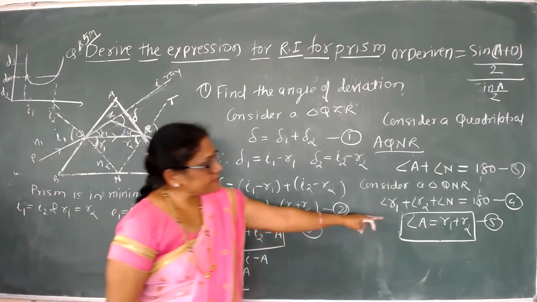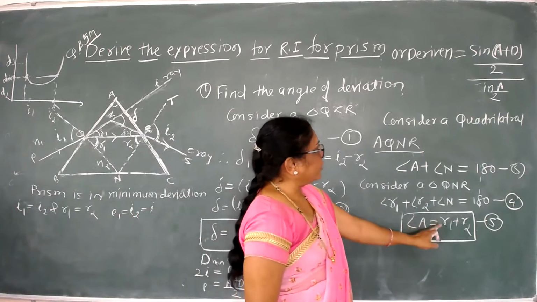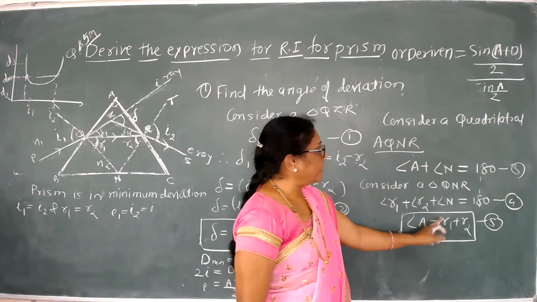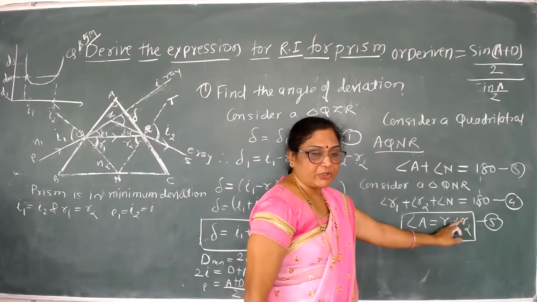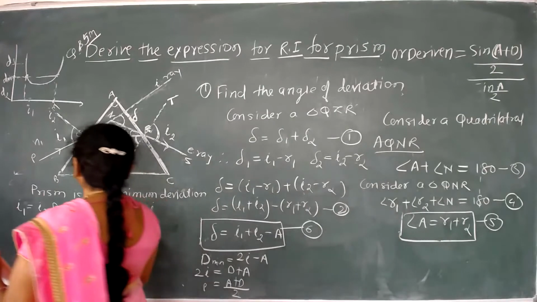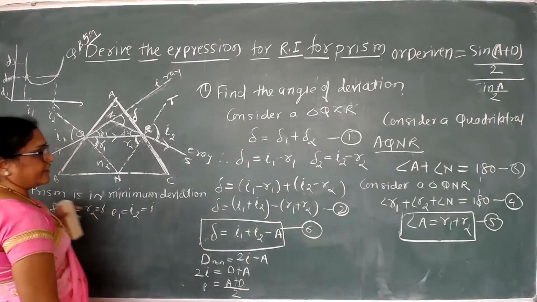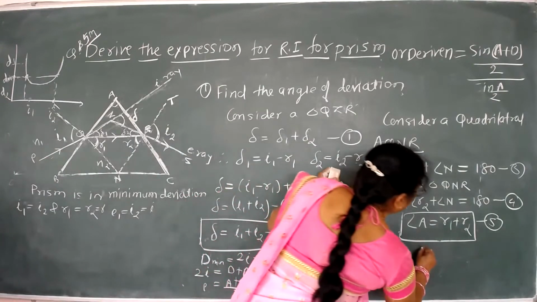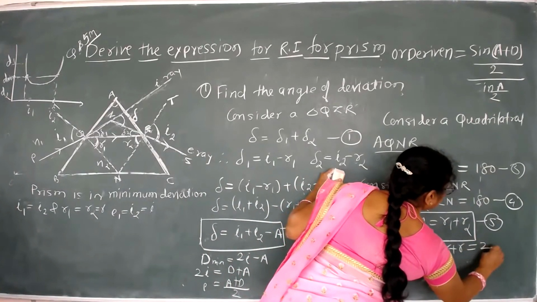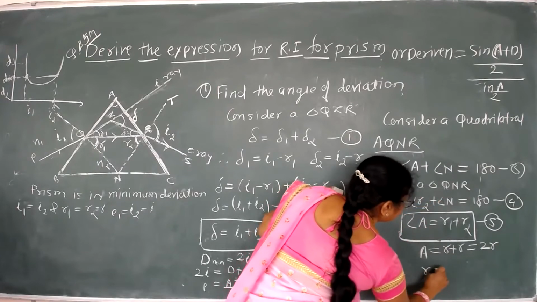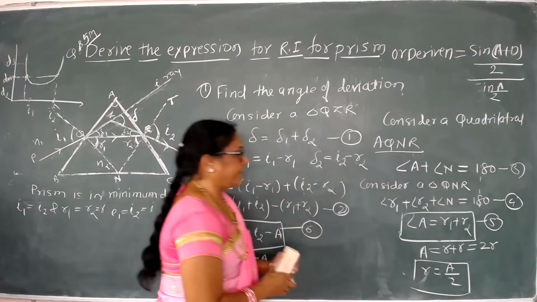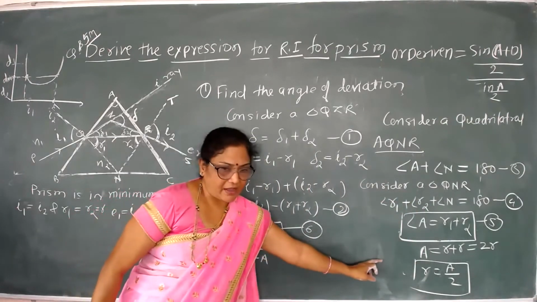In this formula, we have A equal to R1 plus R2. But when the prism is in the minimum deviation position, R1 is equal to R2, which is equal to R. So A is equal to R plus R, which is 2R. Therefore R is equal to A divided by 2. So we got both the values, I as well as R.